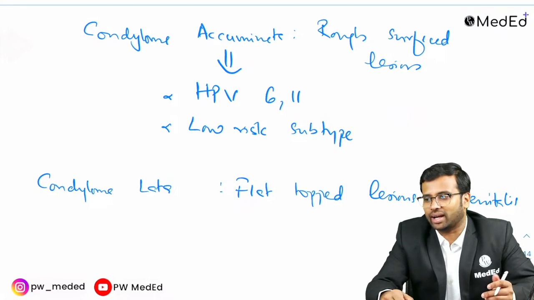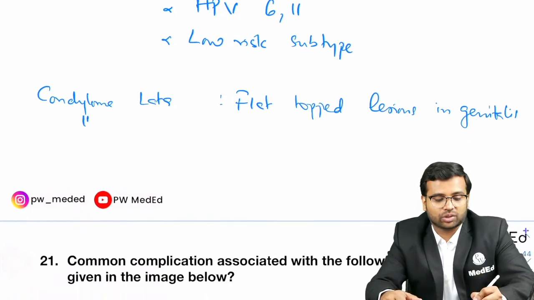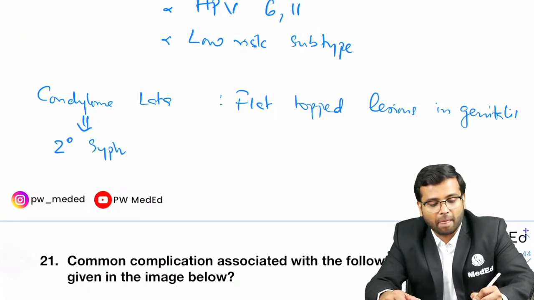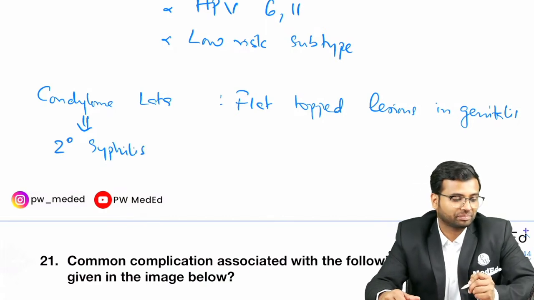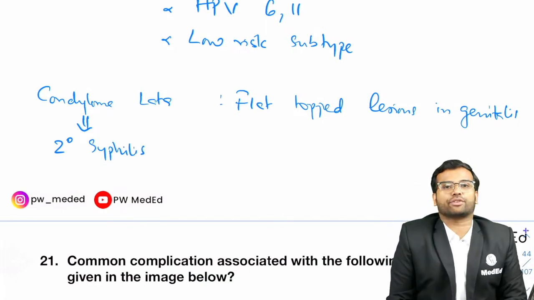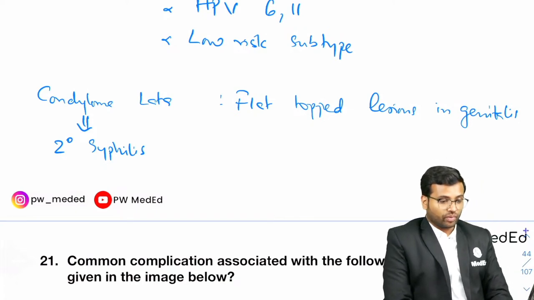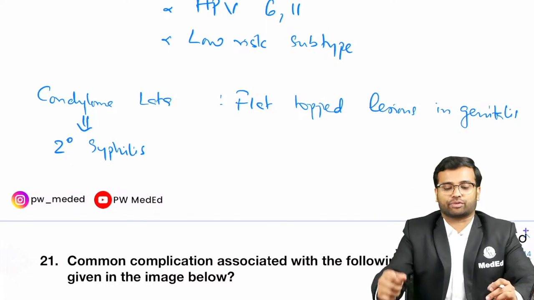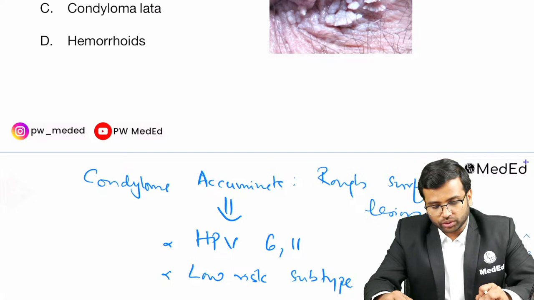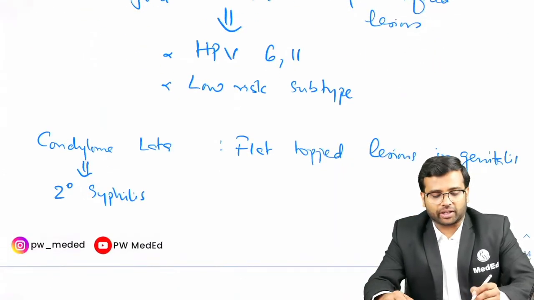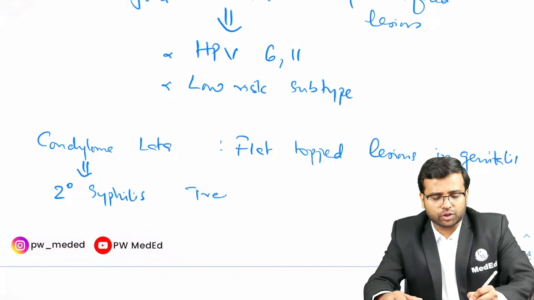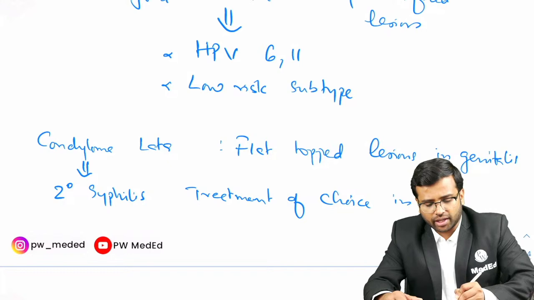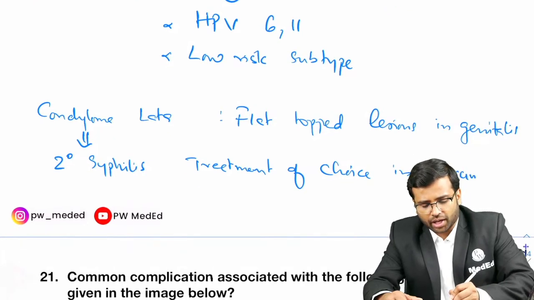In which disease do we find these flat topped lesions over the genitals? Condyloma lata is seen in secondary syphilis. Very good, all of you are answering. So that is seen in secondary syphilis, and that is about condyloma acuminata. Now what about the treatment of choice in condyloma acuminata?